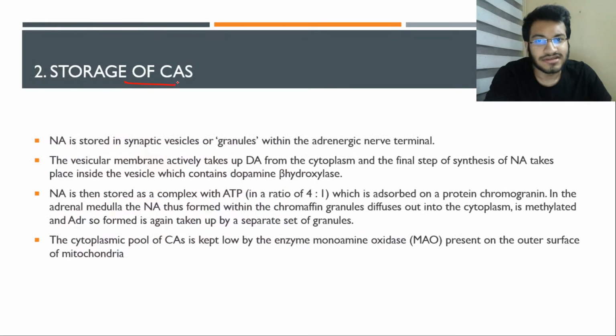Storage of catecholamines. Noradrenaline is stored in the synaptic vesicles or granules within the adrenergic nerve terminal, and the vesicular membrane actively takes up the dopamine from the cytoplasm, and the final step of the synthesis of Na takes place inside the vesicle, which contains the dopamine beta hydroxylase.